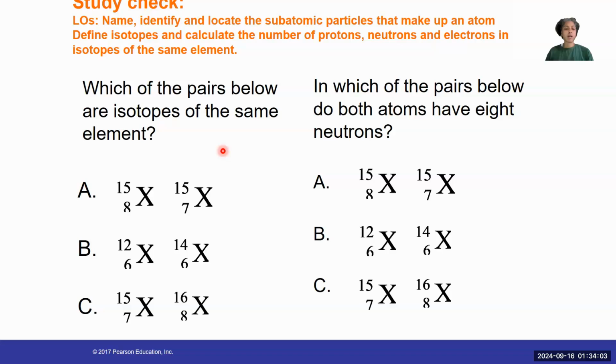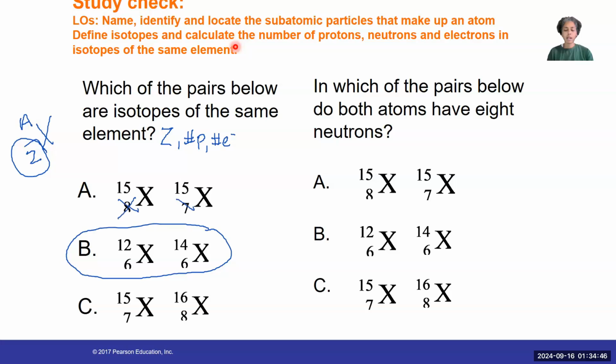Which of the pairs below are isotopes of the same element? Well, remember, isotopes of the same element have the same atomic number, the same number of protons, and the same number of electrons if they are all neutral atoms. So where is Z in our chemical symbol? Remember, our symbols are Z and A. So we're going to look at that bottom number to see if we have the same number for the given values. The only one that has the same numbers is B.